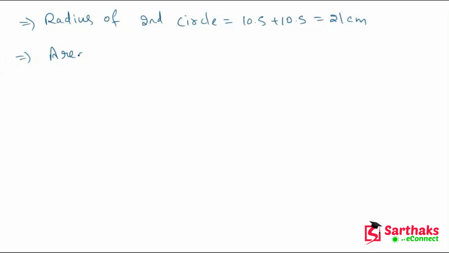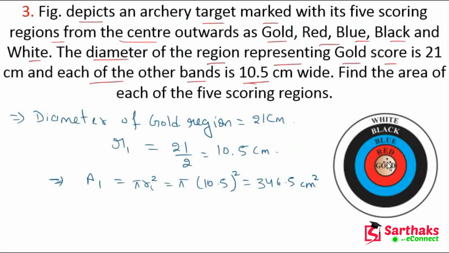So the area of the second circle equals pi r square, which is pi into 21 square. I hope you get this point. So this will give 1386. Now we have to find the red region. The area of the red region is found if we subtract the area of the second circle minus the area of gold, means circle number 1.